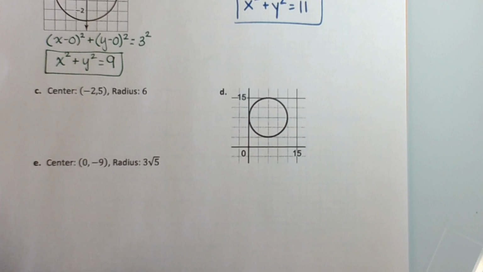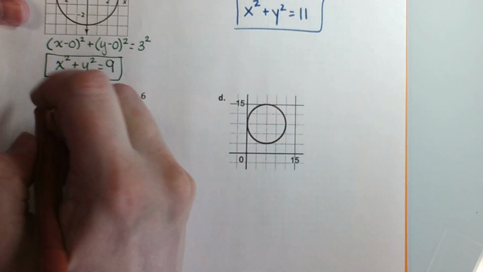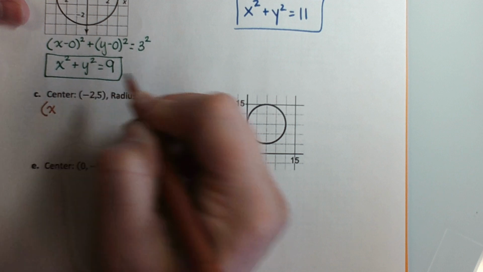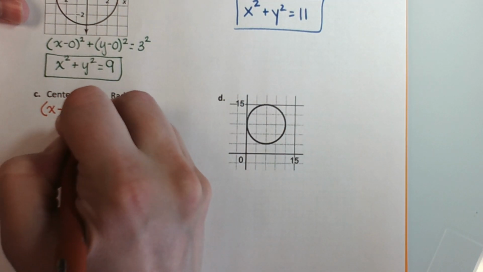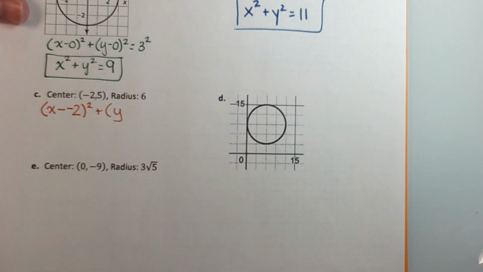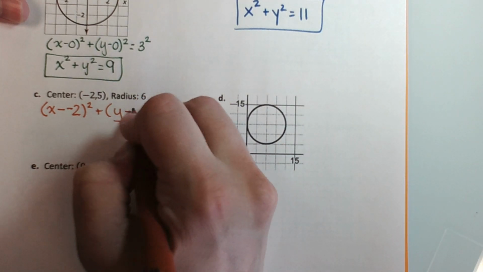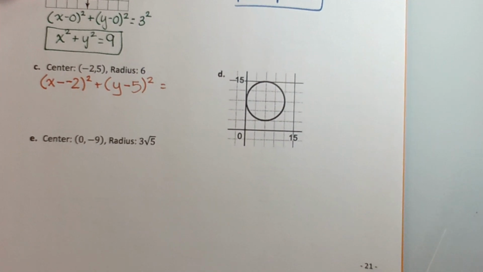Okay. This one's centered at negative 2, 5 with a radius of 6. x minus negative 2, close that, squared, plus y minus 5, squared equals 6 squared.